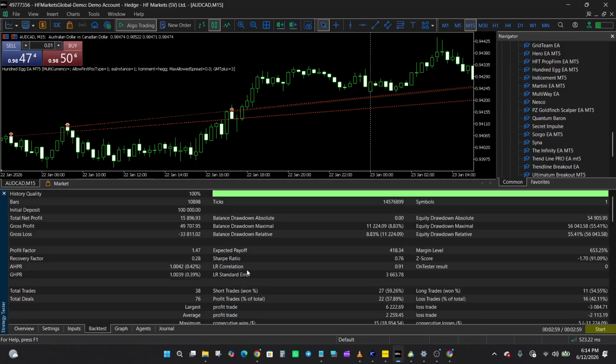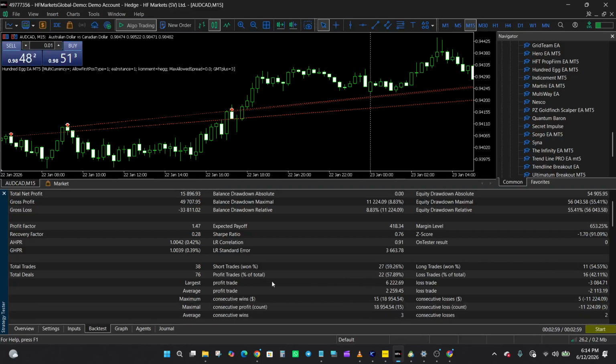Looking at the backtest results, we can see that from an initial deposit of $100,000, the total net profit was 15,896.93. And the total trades taken, we are 38, out of which 27 we are short trades, 11 we are long trades, and 22 total we are profitable. And that profitable 22 trades yielded a 57.89% win rate.